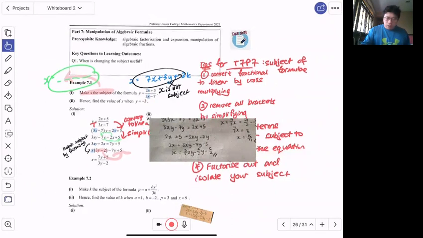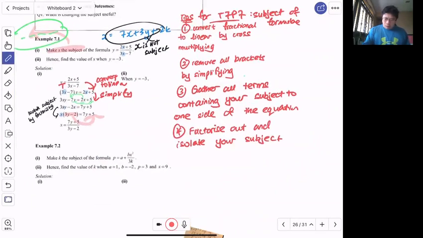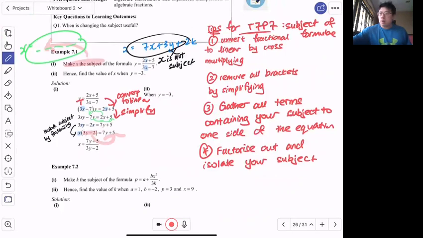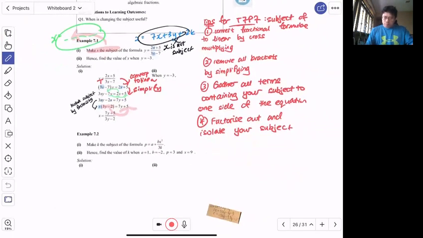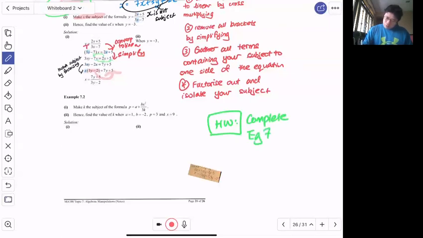So if all is good, please help me to complete 7.1 and 7.2. Okay, so homework. Again, help me to complete examples 7.1 to 7.4.